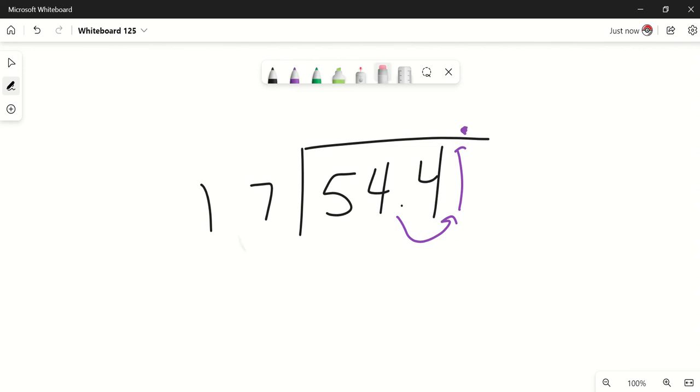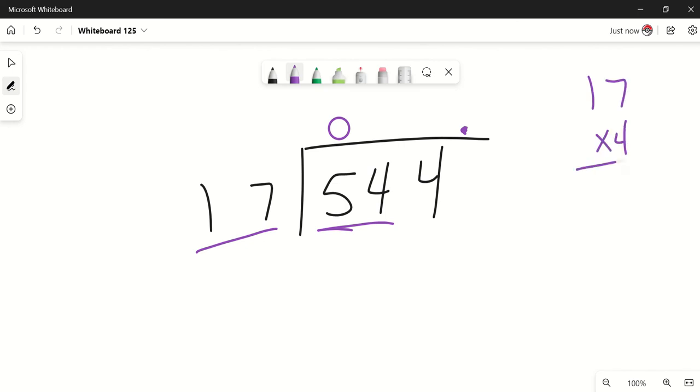Now I can go ahead and erase everything else, and it'll basically now become 544 divided by 17. I will need to see how many times 17 will go into 5. It won't. I can put a 0 there if I want. Now I'm going to guess 17 goes into 54. I'm going to go ahead and start with 4.